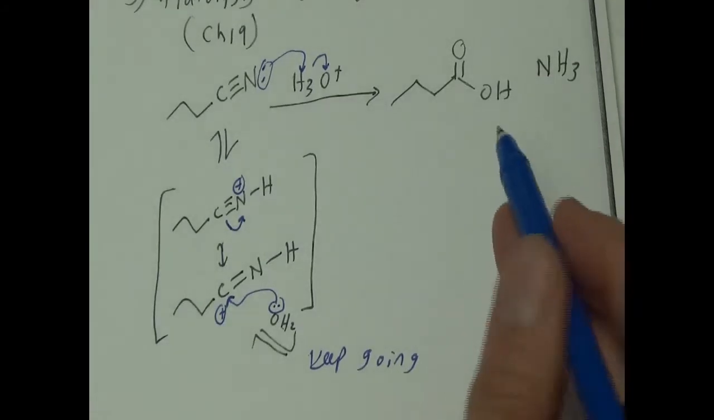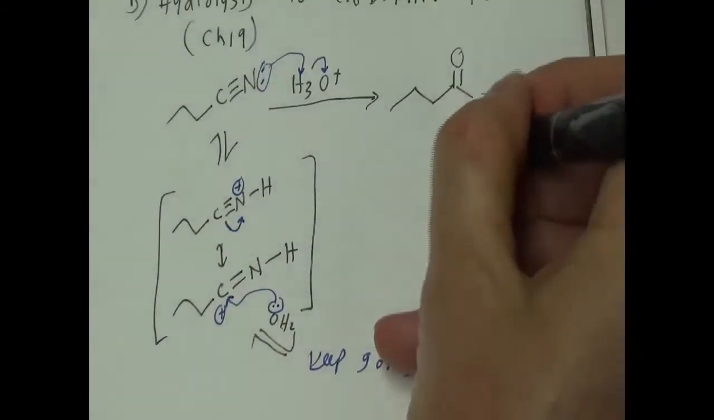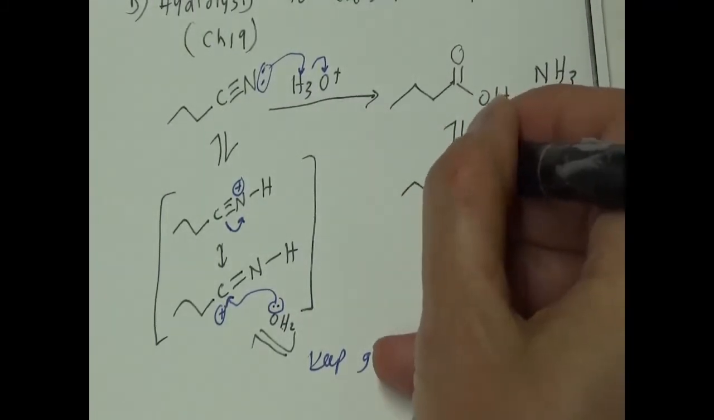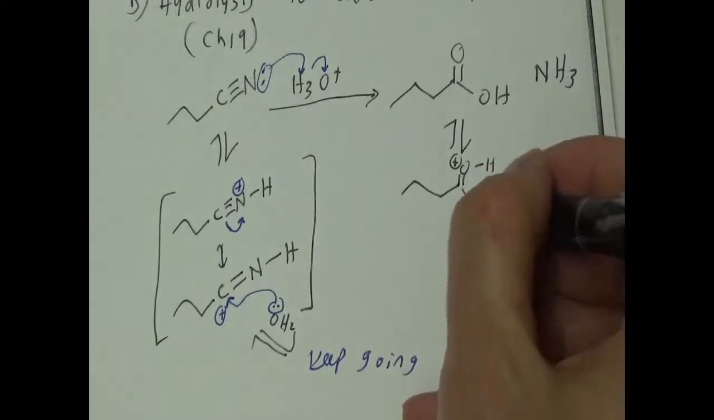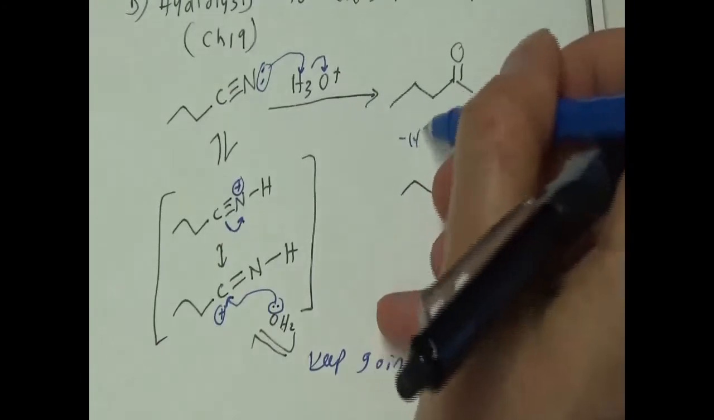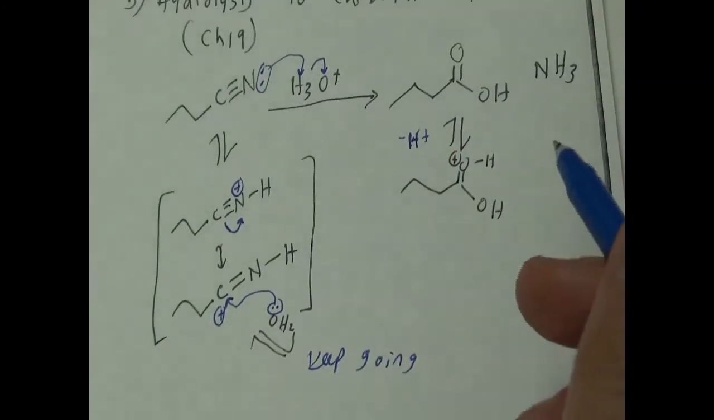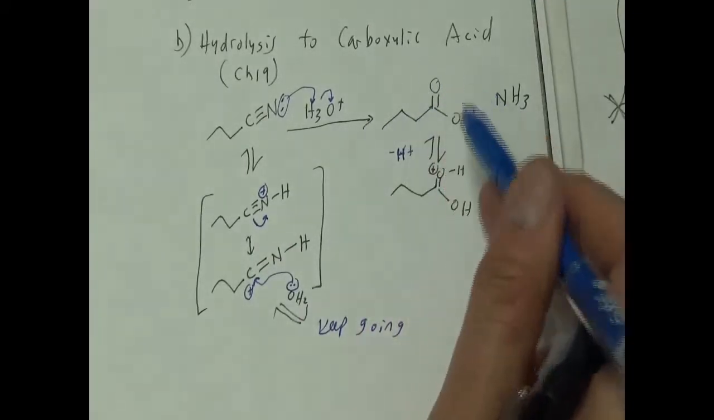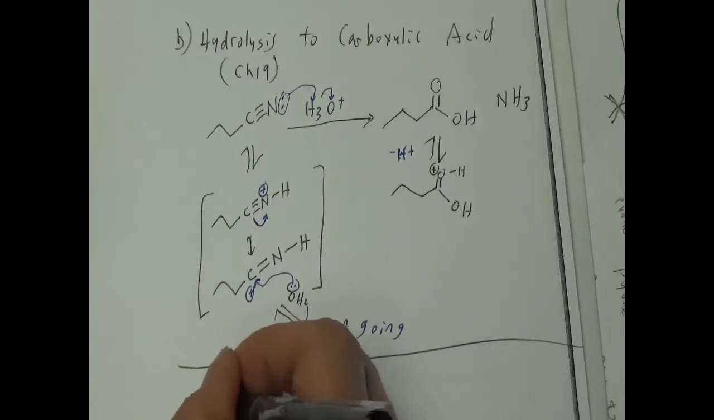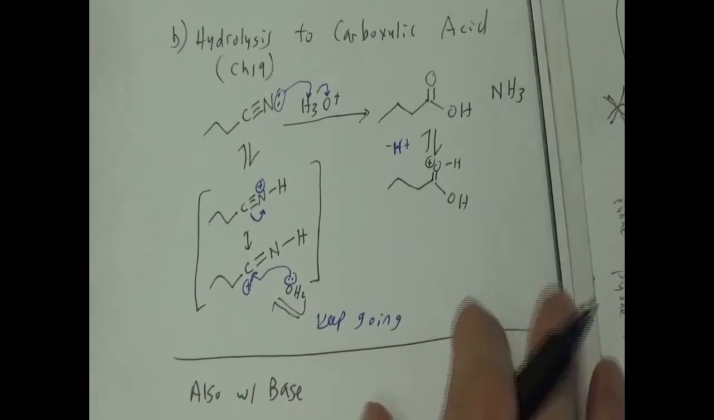And it eventually winds up at, I think probably the last step, like all of these last steps with acid, is you probably have a protonated carboxylic acid. And what's the last step of that? Minus H plus, right? Okay, so yeah, anyway, hydrolysis of nitriles leads to carboxylic acids, right? You can also do this with base. We can do it with acid, or we can do it with base.